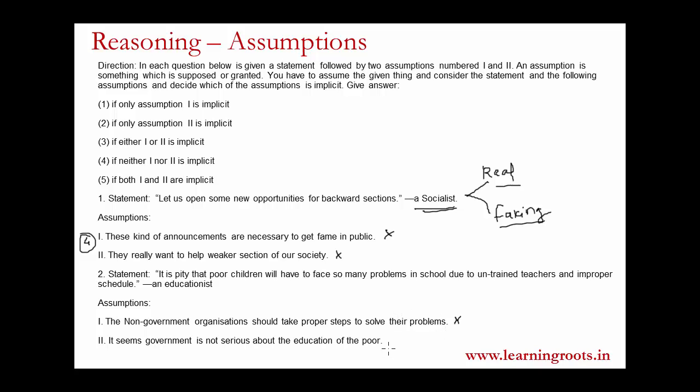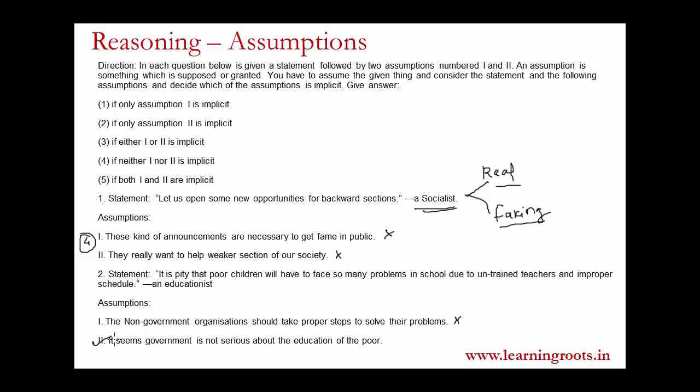The second statement says that it seems government is not serious about the education of the poor. Now, poor has been explicitly mentioned in the statement, and someone has to train the teachers and someone has to schedule whatever has to be scheduled in the field of education. And so this statement, which says that it seems government is not serious about the education of the poor, makes perfect sense, because someone has assumed that the government is not really focused on the education of the poor, and that is why the teachers are not trained properly, or there is not proper scheduling happening. And so it is a pity that poor children have to go through all this, right?